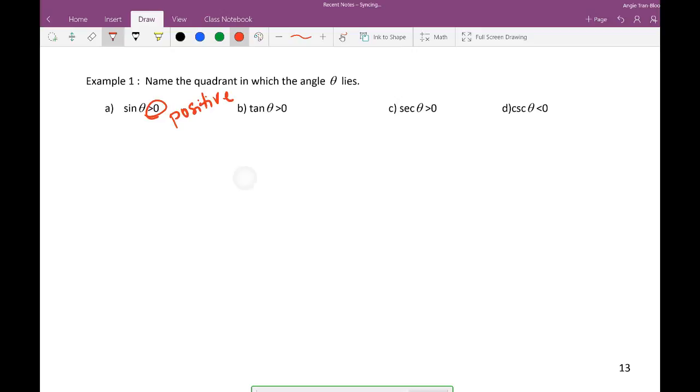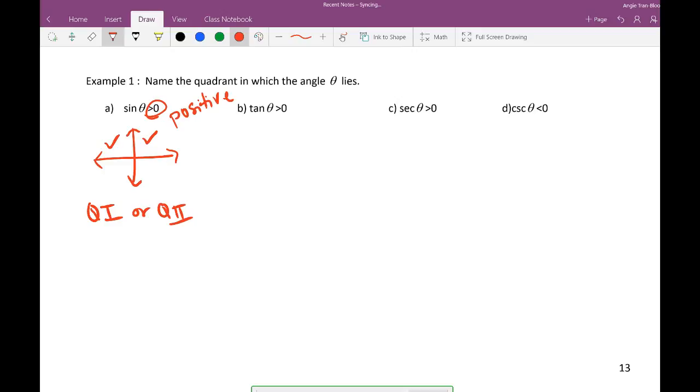So when do you think sine is going to be positive in? Sine is the same as which coordinate? X or Y? Y. So when do you think Y is going to be positive? Quadrant 1 or 2. You have to have both, okay? So it's here or here. So the answer is Q1 or Q2. Okay.